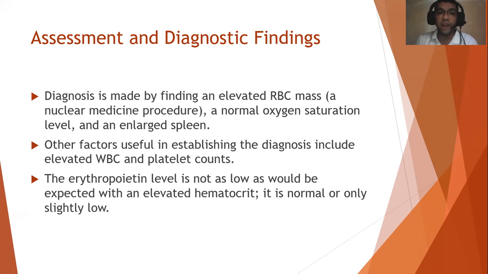Assessment and diagnostic findings. Diagnosis is made by finding an elevated RBC mass, a nuclear medicine procedure, and a normal oxygen saturation level and an enlarged spleen. Other factors useful in establishing the diagnosis include elevated WBC and platelet counts. And the erythropoietin level is not as low as would be expected with an elevated hematocrit. It is normal or only slightly low.